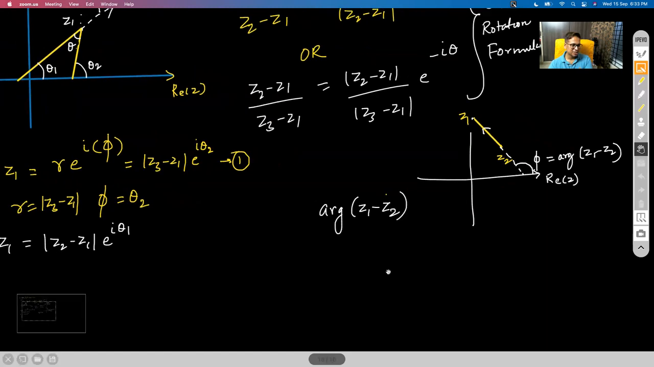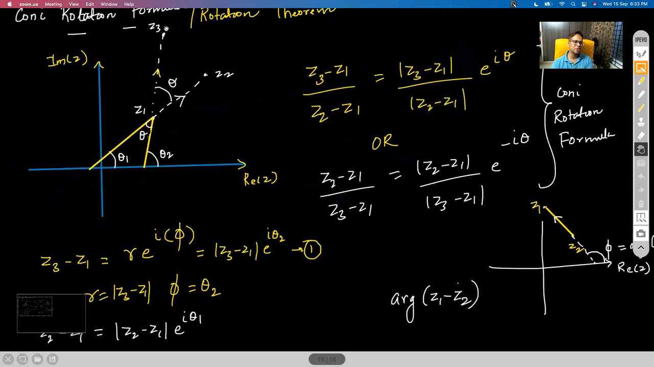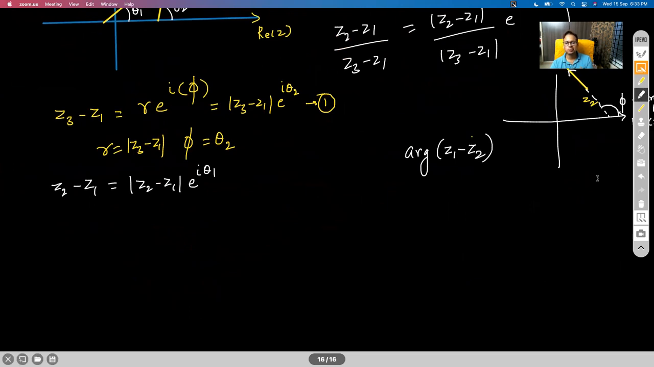Correct? So in the same way, if I ask you what is the argument of Z3 minus Z1, you will make a vector from Z1 to Z3 and see what angle it makes with the positive real axis, which is clearly theta 2. So your phi becomes theta 2. Clear? Is it clear to you as well? Do you want one second to digest it? Sir, very heavy statements you are throwing today. I will take some time to digest.